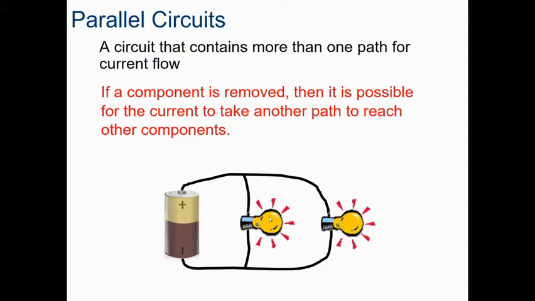So on the screen, a parallel circuit, we know it contains more than one path for the current to flow. So the electrons can go either direction. They split. And if we remove one component in these, we still have a complete circuit in the other one, so that we don't get a short circuit. This is where most of your house is wired in parallel. So if a light bulb goes off, the whole house doesn't go dark.